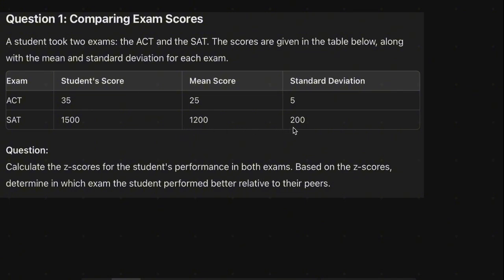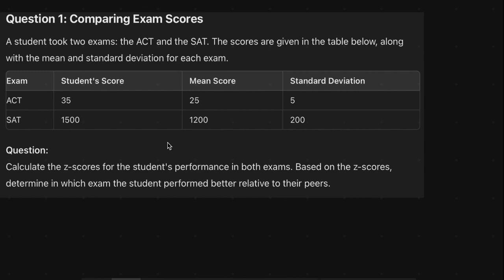This is where z-scores come into play. By converting these scores into z-scores, you can standardize the exams, allowing for a fair comparison between the two exams. Essentially, z-scores help you understand how a particular score is related to the average performance in each dataset, making it possible to compare apples to apples, even when the original scales are completely different.